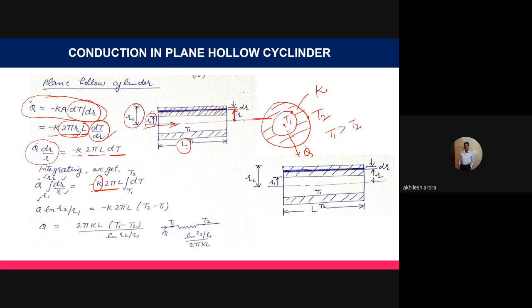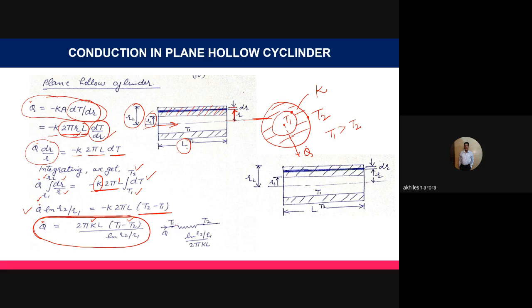It is not varying with respect to temperature, and here dT is integrated between T1 and T2. You know the integration part; it will give us q dot log natural r2 by r1 equals minus k 2 pi L into T2 minus T1. So finally the answer for q dot comes out to be 2 pi k L (T1 minus T2) divided by log natural r2 by r1. This is the equation, and we can write it in a different fashion also.